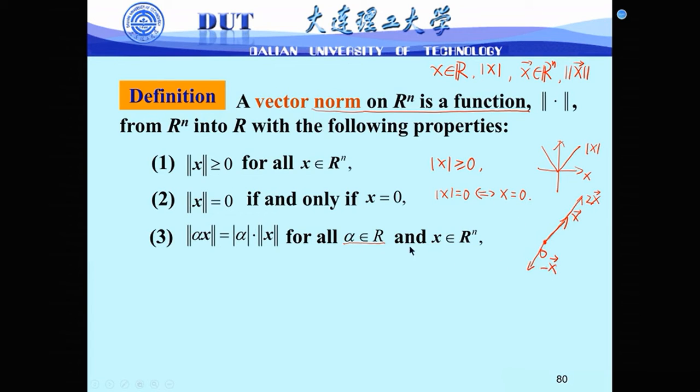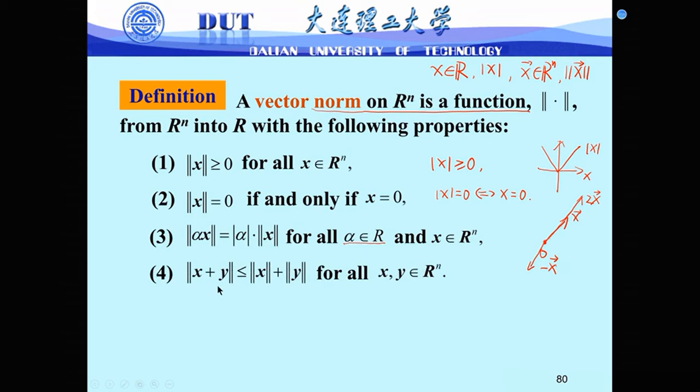Because minus 1 is negative, that means the direction needs to rotate by 180 degrees, or reverse, the anti direction, minus x. Is that okay? But the length, if you consider the length of the vector, is just multiplied by the absolute value of alpha. Is it okay for you? So this is the third property for the norm.